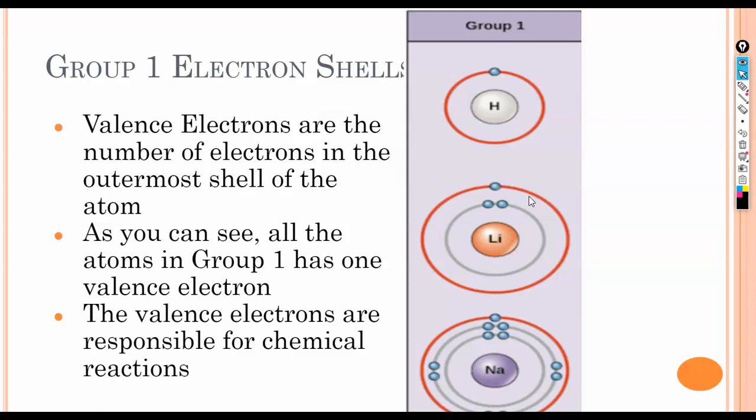Okay, this is just what I was talking about before about how the group 1 elements all have 1 valence electron and that the valence electrons are responsible for chemical reactions. So there's not really anything new on this slide that I have not already talked about.